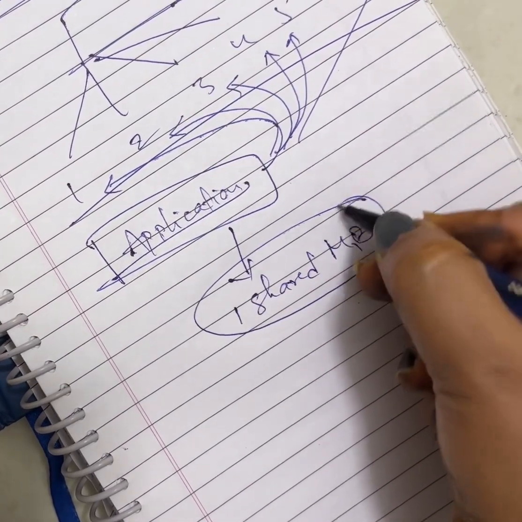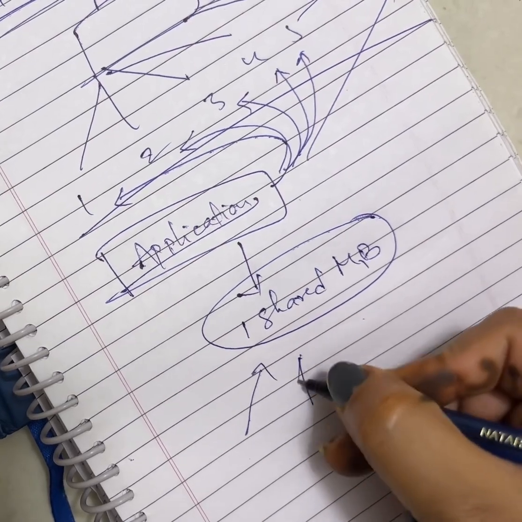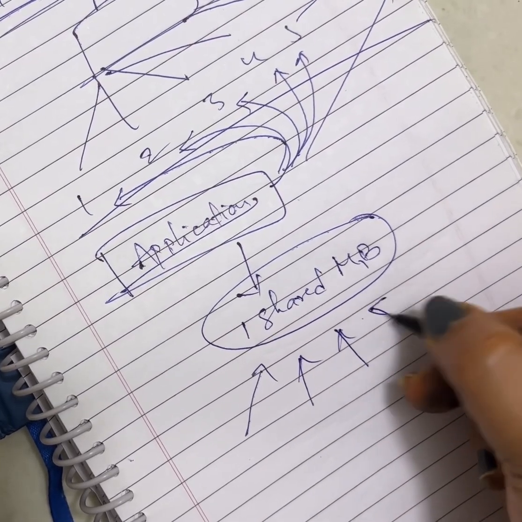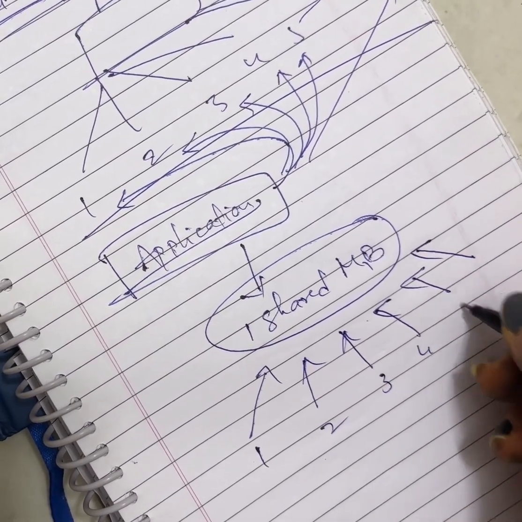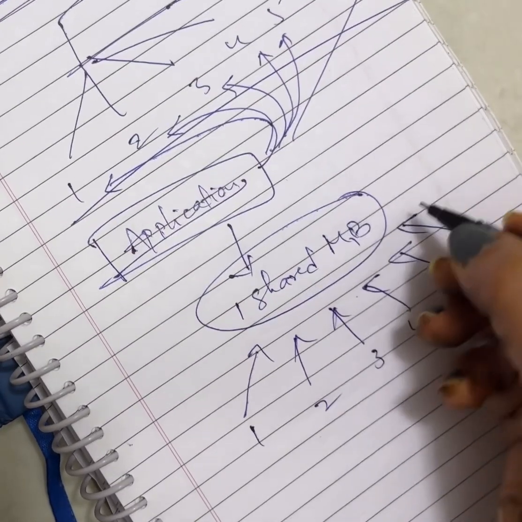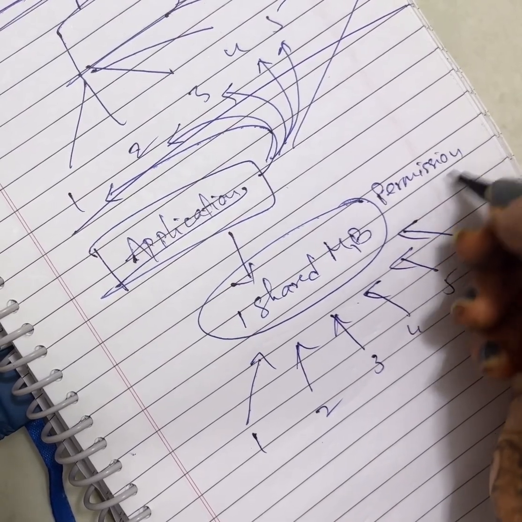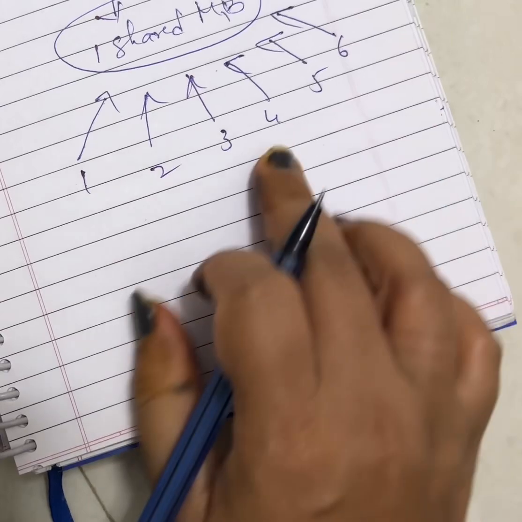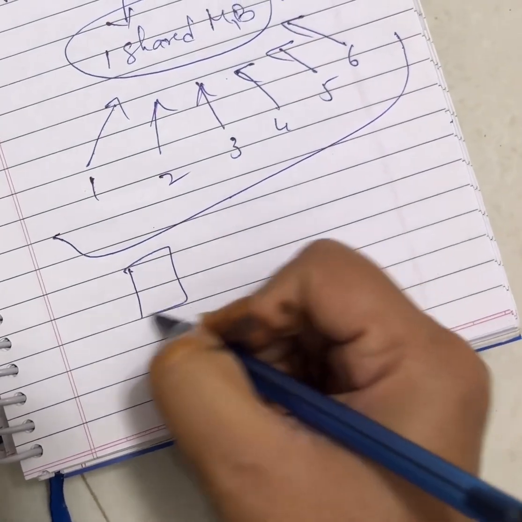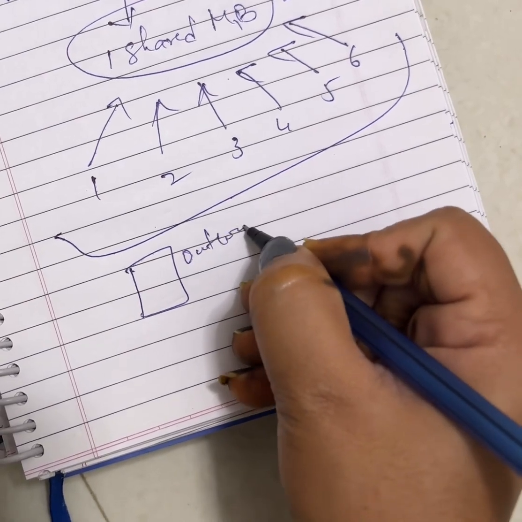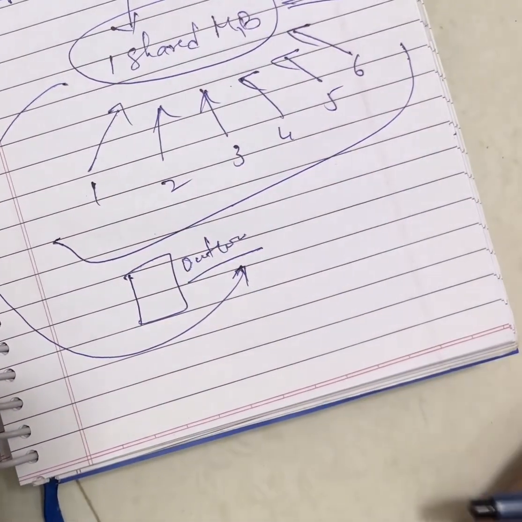As a manager, I will assign permission to all six people. What they can do is simply open their Outlook and add this shared mailbox. That's it.